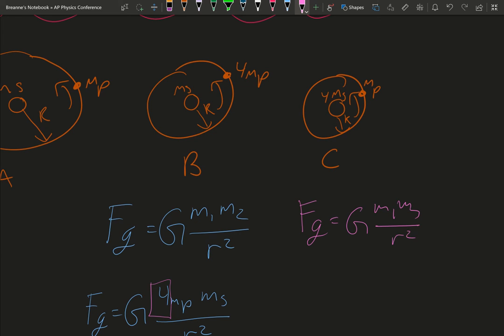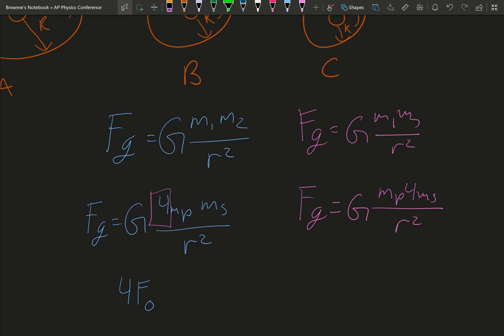M1, M2 over r squared. So our mass of the planet times our mass of the star over r squared. Again, the only big difference is the 4. So it would be 4. So the answer to them is the exact same. The net force, or the magnitude of the gravitational force, from beginning to end is 4 times your initial force.